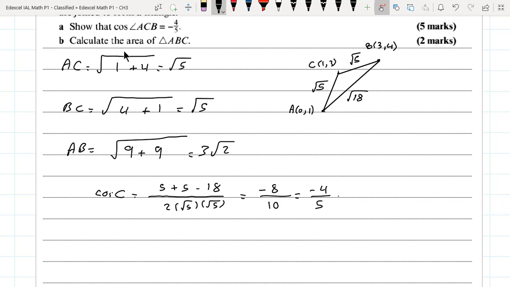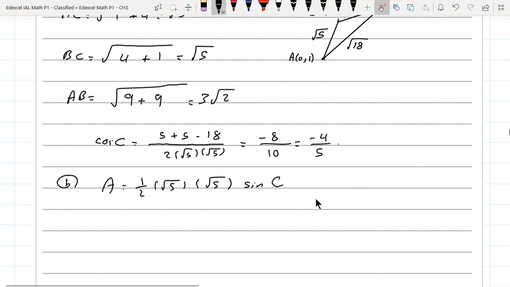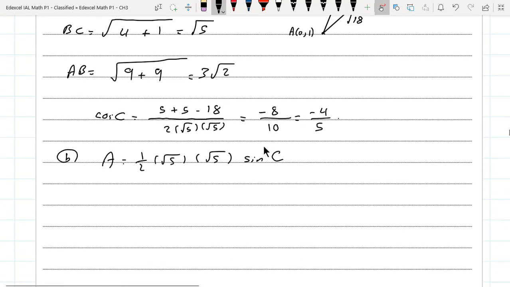B, calculate the area of triangle ABC. To get the area, of course, we know that half product of two adjacent sides, like root 5 times root 5 times sine the angle C. To get sine angle C, we can make shift cosine and then sine the angle.